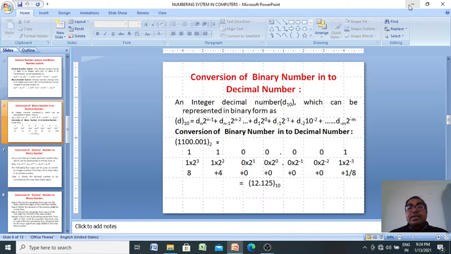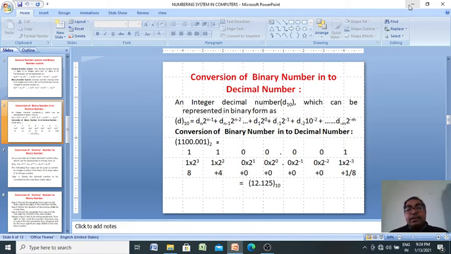First, binary number into decimal number. An integer decimal number, for example, is D10, meaning a decimal number having base 10, which can be represented in binary form as d_n 2^(n-1), d_(n-1) 2^(n-2), and so on. Now, the question is how to convert a binary number into a decimal number. Suppose we have the number 1100.001, as shown in the slide.